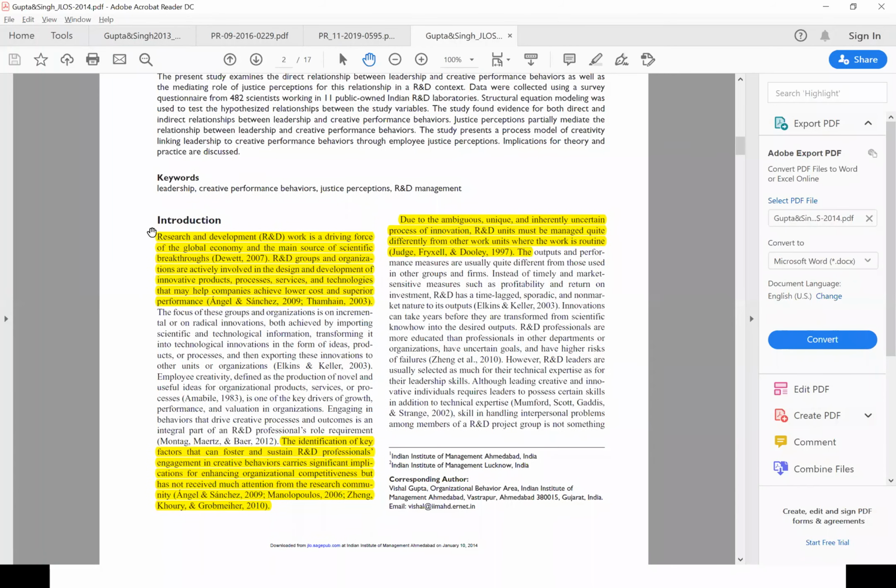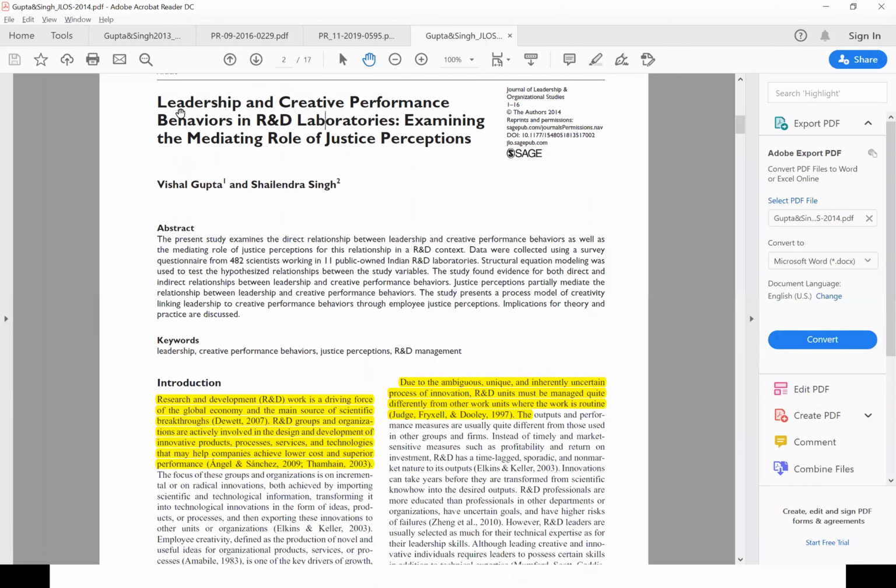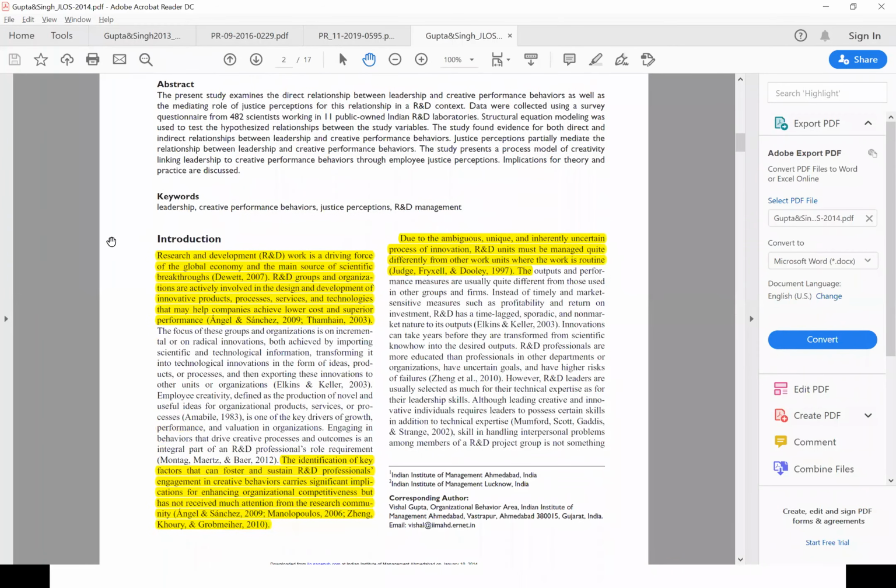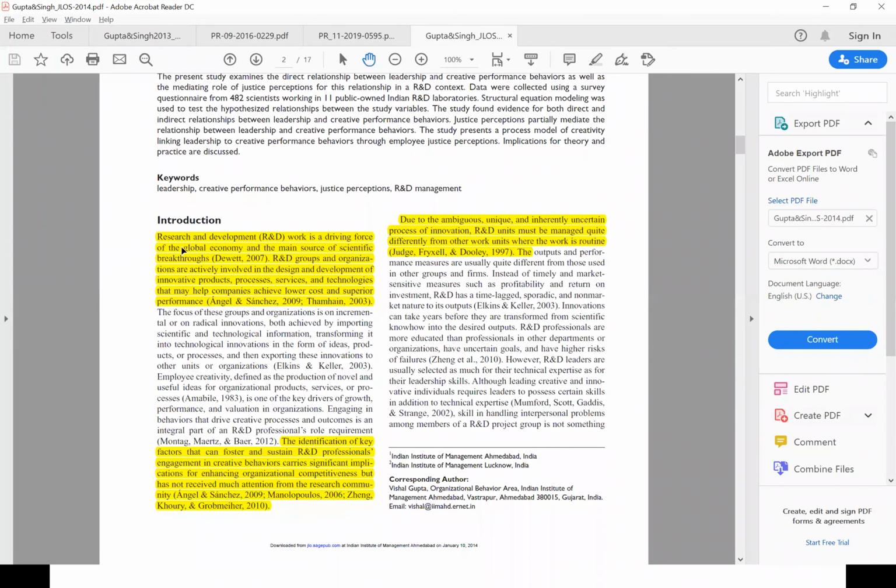Now, what am I doing? I am trying to explore leadership and creative performance behaviors in R&D laboratories, examining the mediating role of justice perception. So I am interested in looking at how leadership is related to creative performance in an R&D context. I first introduce the readers to the context, right? Remember the talk about contextualization. My contextualization is an R&D context.